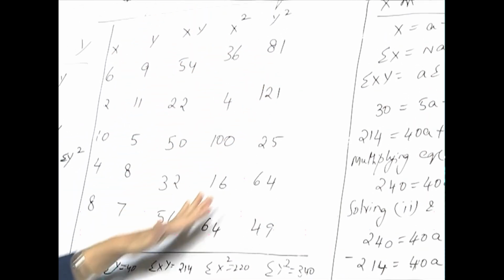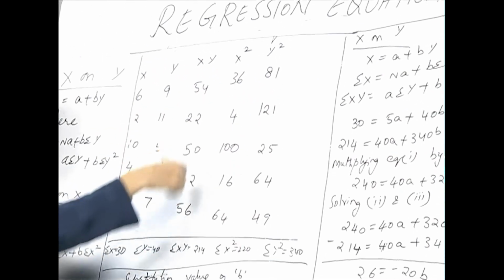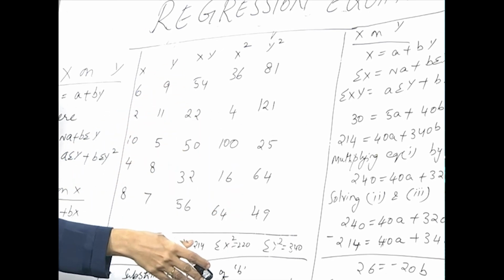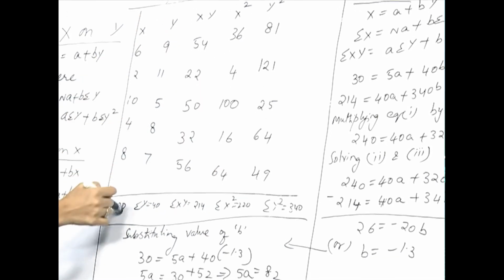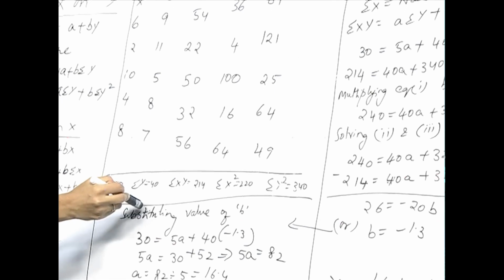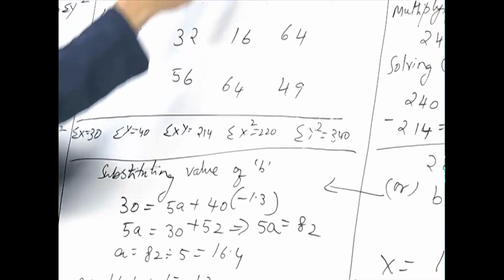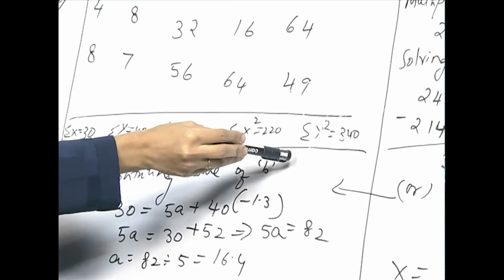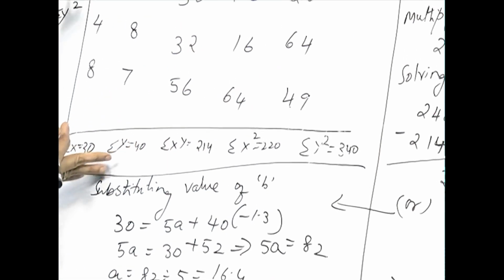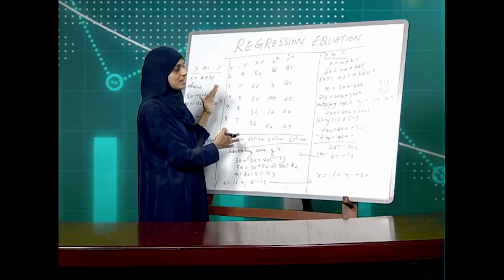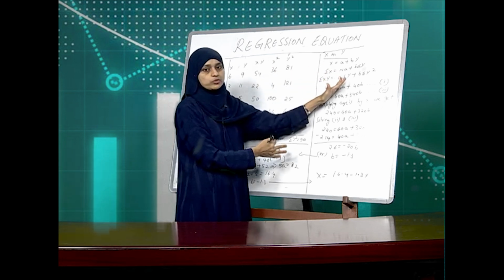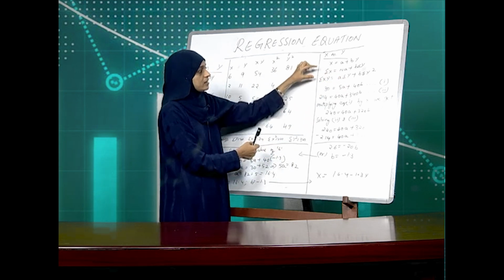When we get all these values, let us take the summation of each one of these columns: summation of column x, summation of column y, summation of the products of x and y, summation of x square and summation of y square. Once this table is ready with us, we shall start substituting these values into the equation. So, let us see the equation.